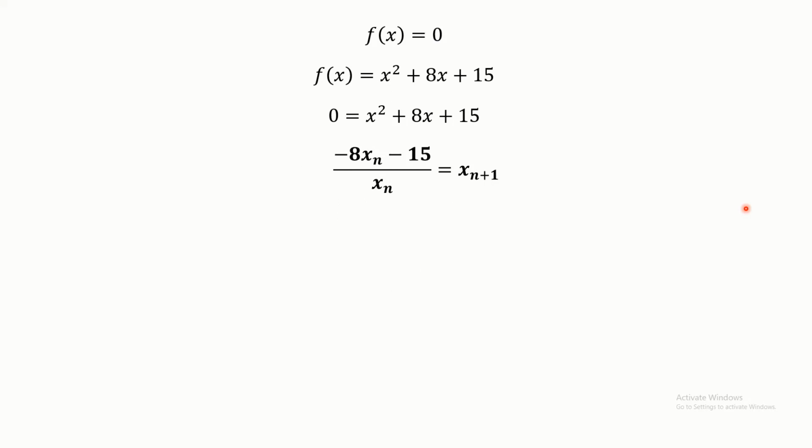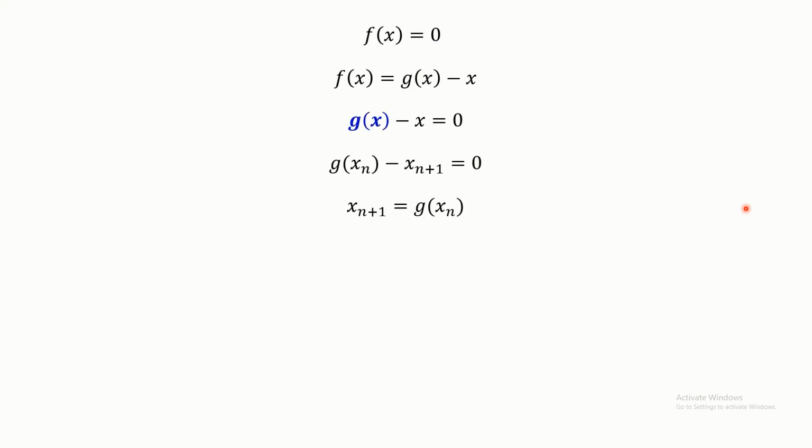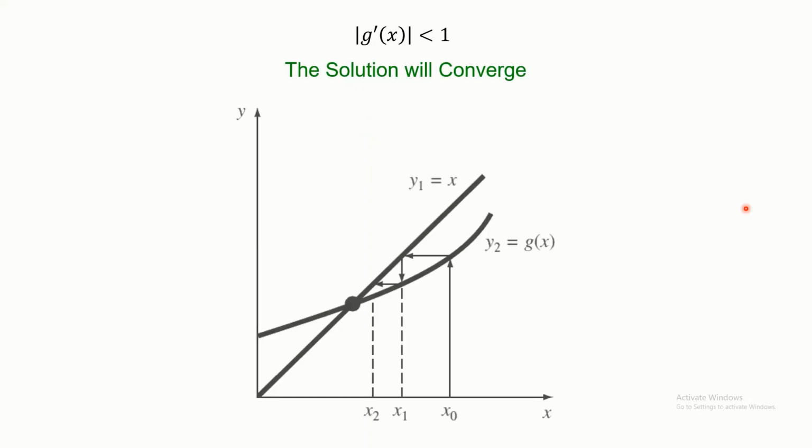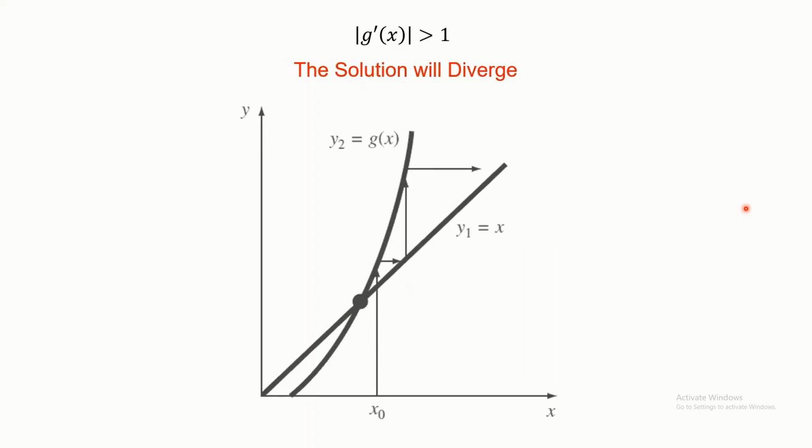Another major issue is the convergence of the solution. Under the fixed point method, we can check the convergence of the solution using the absolute value of the first derivative of the function g of x. If the absolute value of the first derivative of g of x is less than 1, then the solution will converge, since the error will decrease each iteration. While if the absolute value of the first derivative of g of x is greater than 1, then the solution will diverge, since the error will increase each iteration.